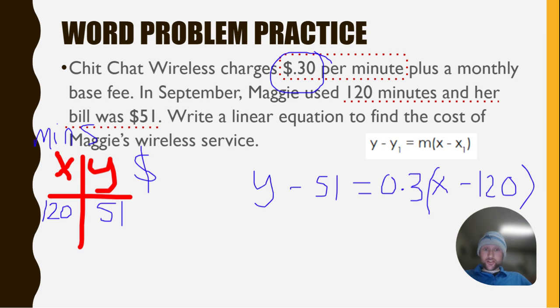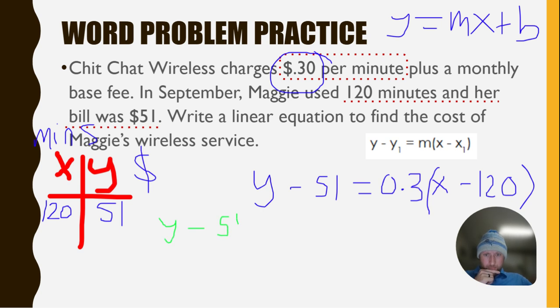Now we're just solving our equation so that it looks like slope-intercept form, which is just y equals mx plus b. That's the goal. Get it to there, and we're good to go. Okay, so now let's solve this equation. I'm going to distribute first on the right side of my equation, but I'm just going to drop my y minus 51 down, and then I'm going to distribute 0.3 times x, so that's going to be 0.3x. Then I'm going to distribute this 0.3 times negative 120.